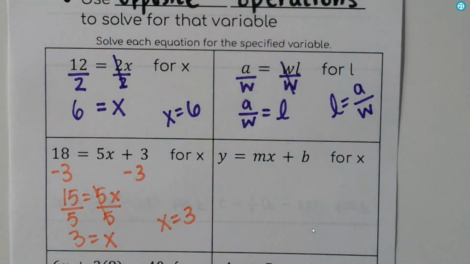Okay, what 2 operations did I do there? What was the first thing I did? Subtract. Somebody else, what was the second thing I did? Divide.